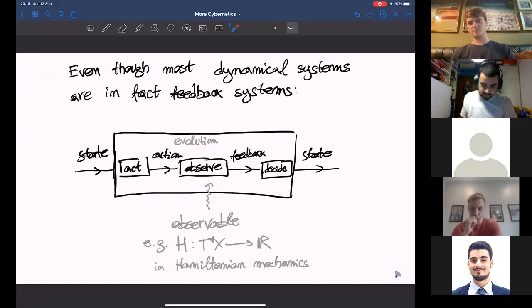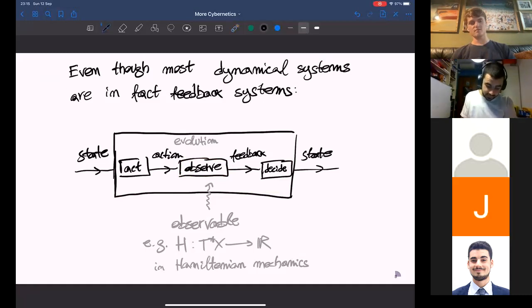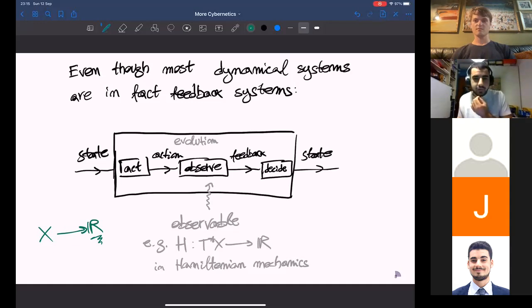And this usually means that my system has, so I have X, which is my space of states, which comes with some kind of observable, okay? Where R can be like real numbers or whatever you want to observe. And that's what I observe. So that's what I'm actually interested in in the system. And then based on the measurement that I did in the observe step, I actually produce a next state, okay? So this happens in many, many dynamical systems.